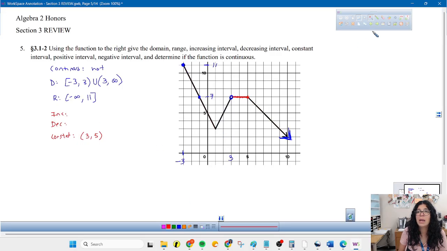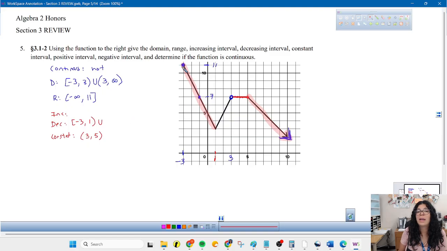Next, the decreasing. Now there's two parts of this graph that are decreasing, okay? Because if you follow it from left to right, this part goes down, and then if you follow it from left to right, this part also goes down. So since those are two separate pieces, I'm going to write them as two separate intervals. This first one starts at -3 and ends at x value 1. So we're decreasing from -3 to 1.